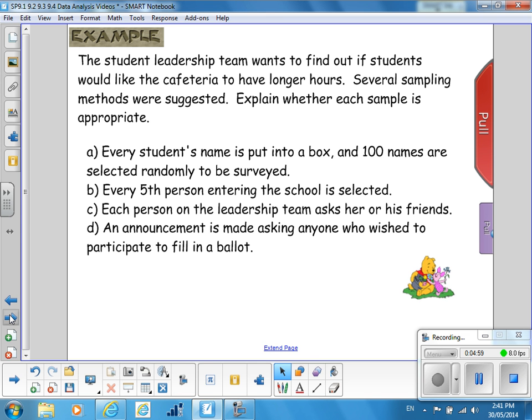And the last one, an announcement is made asking anyone who wished to participate to fill in a ballot. Again, this would be a self-selected sampling. And in this case, because it is applying to the cafeteria having longer hours, it might get you valid conclusions, because those of you who would like to have longer cafeteria hours would likely go to complete the survey.